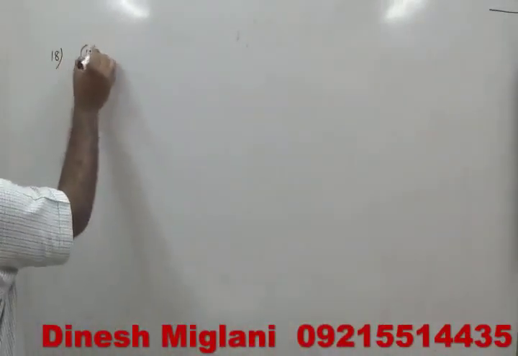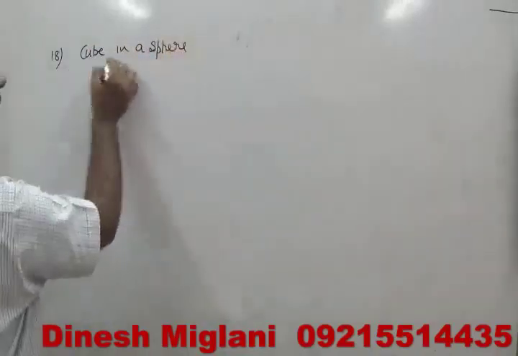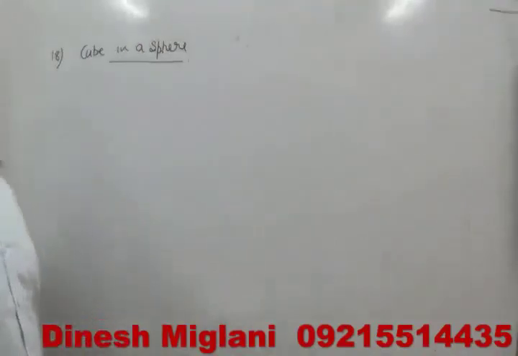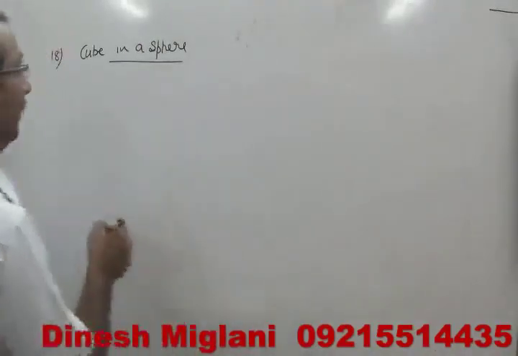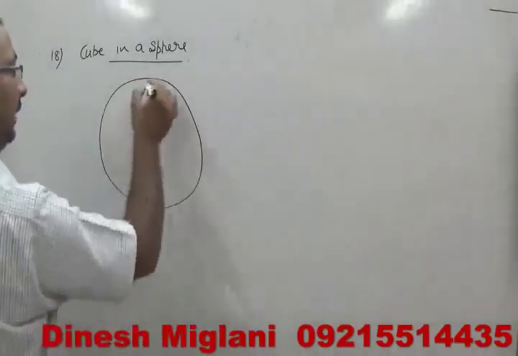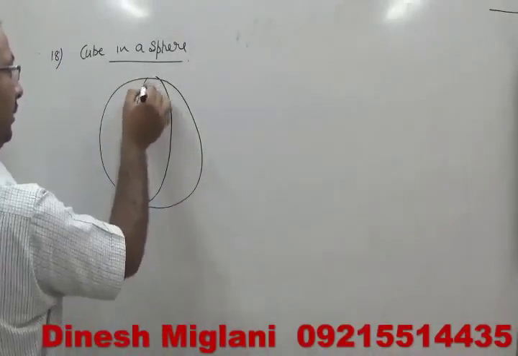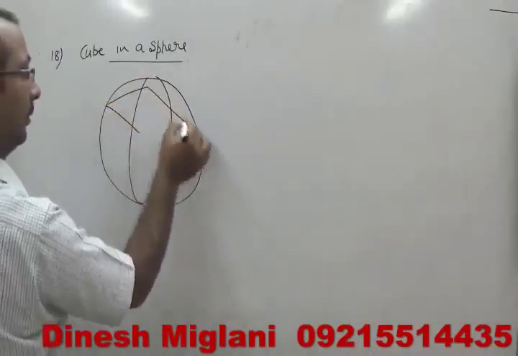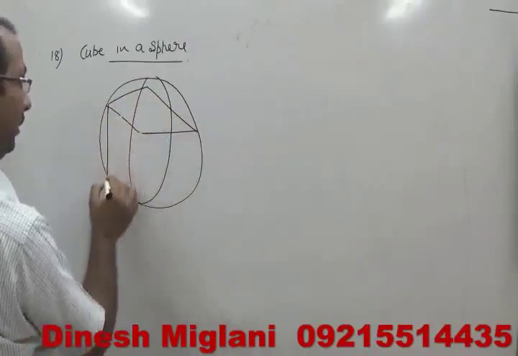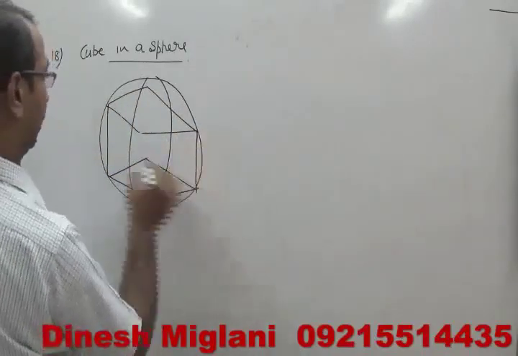Next we have concept number 18, that simply states cube in a sphere, or sphere in a cube, right? For example, first we take cube in a sphere. Let us say one sphere is given to you and inside it one cube is there. So the shape of the cube is somewhere of this type. Similarly here also, the shape is somewhere of this side. It's a cube inside it, right?